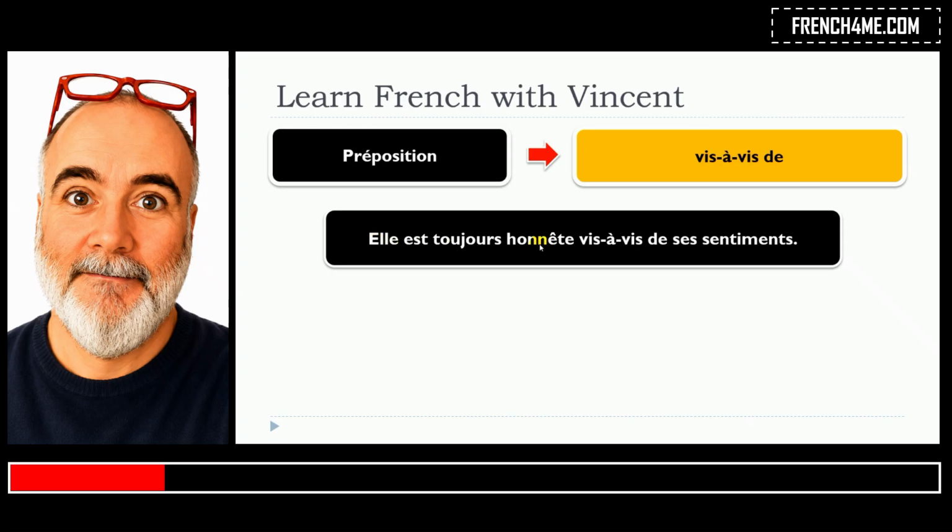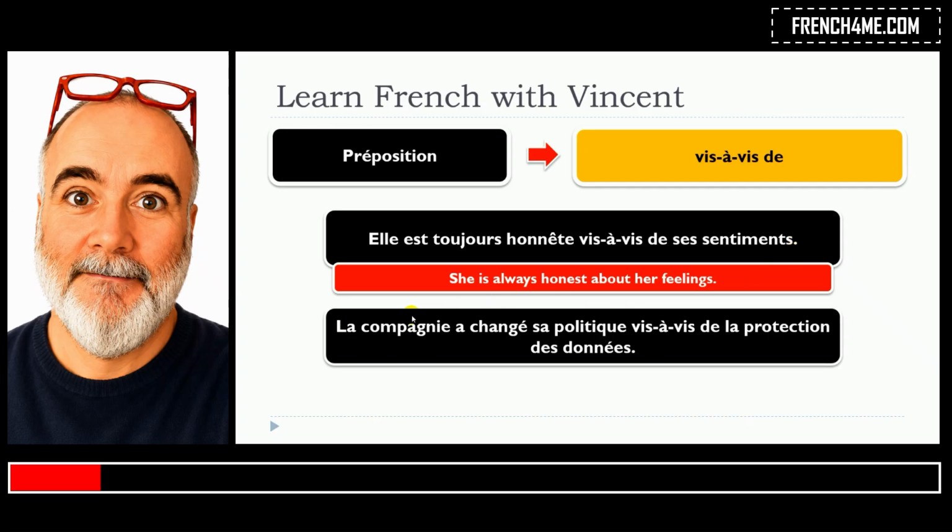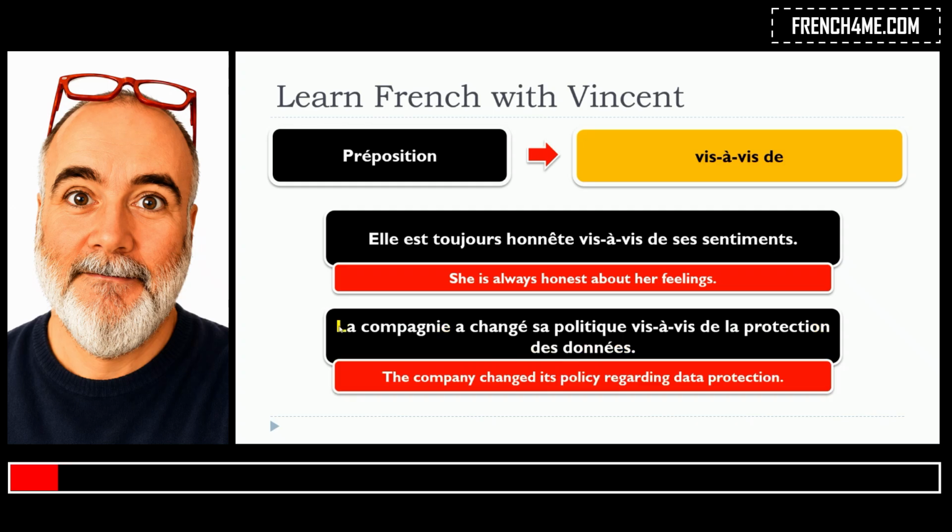Elle est toujours honnête vis-à-vis de ses sentiments. La compagnie a changé sa politique vis-à-vis de la protection des données.